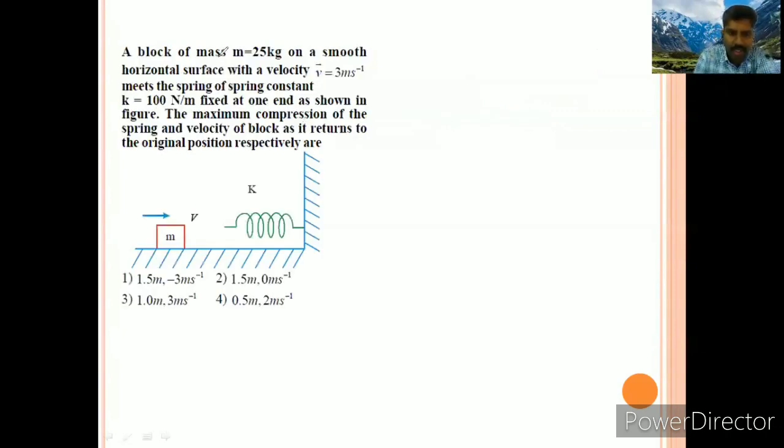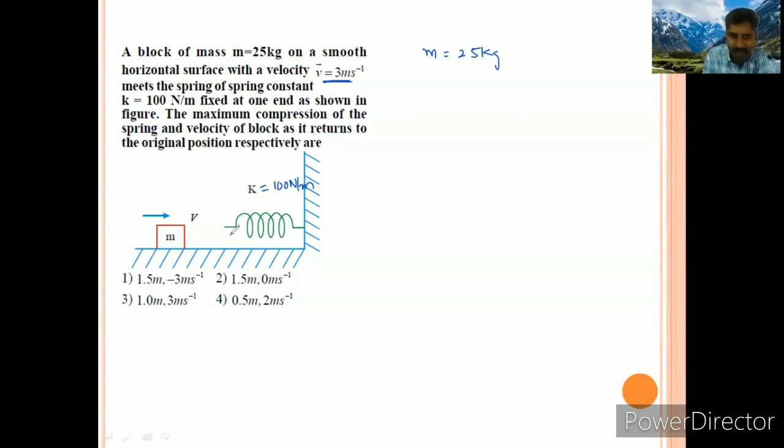A block of mass 25 kg on a smooth horizontal surface with a velocity V equal to 3 meter per second meets a spring of spring constant K equal to 100 newtons per meter, fixed at one end as shown in the figure. The maximum compression of the spring and the velocity of the block as it returns to the original position, respectively.